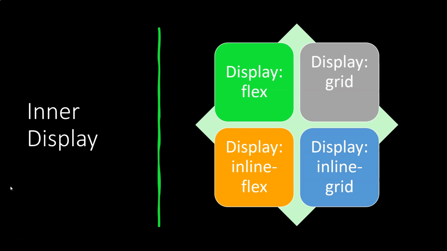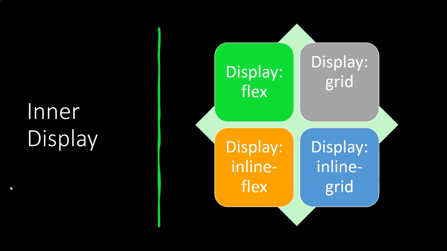So if we give an element the property display with the value flex, what that does is set the outer display to a block type element, but the inner display to flex. And if we set display grid, it sets the outer to block and the inner to grid. If we set the display to inline-flex, well, you might be able to guess what this does.